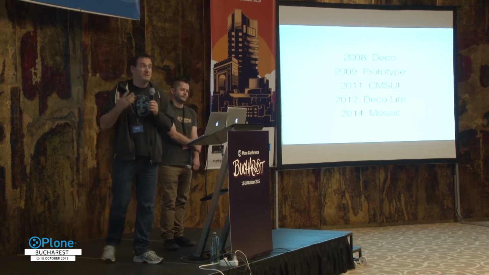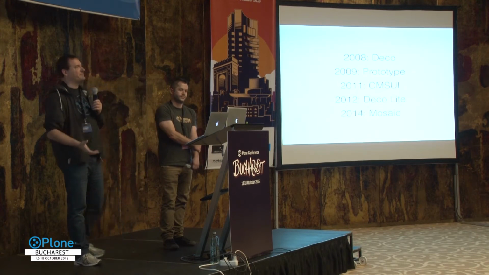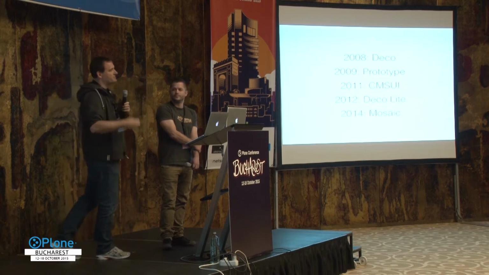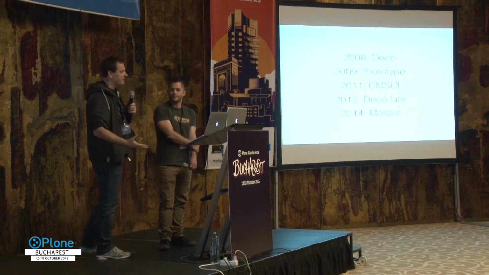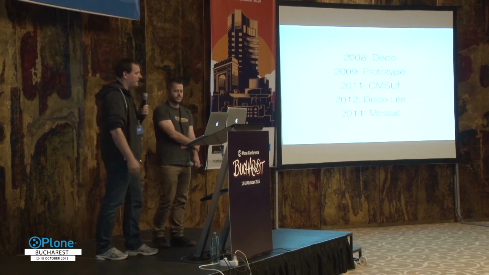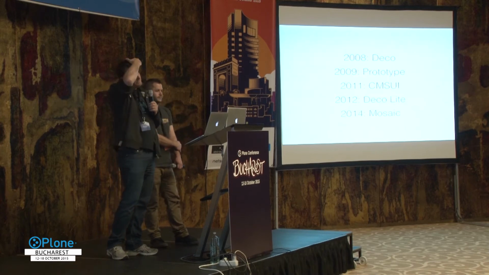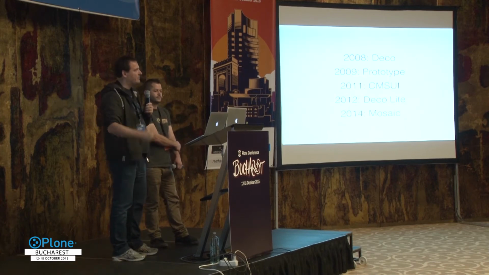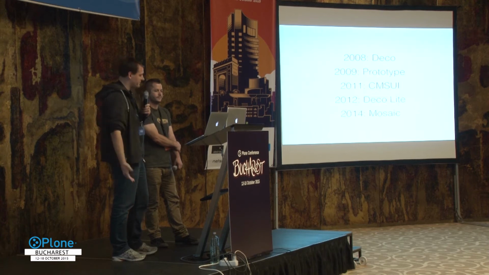And what happened was actually really important. A lot of the packages that are used by Deco matured over time. They got included in the core. They got used and perfected, like Dexterity. Deco was always built to only work with Dexterity. And only with Plone 5 is Dexterity the default content framework.